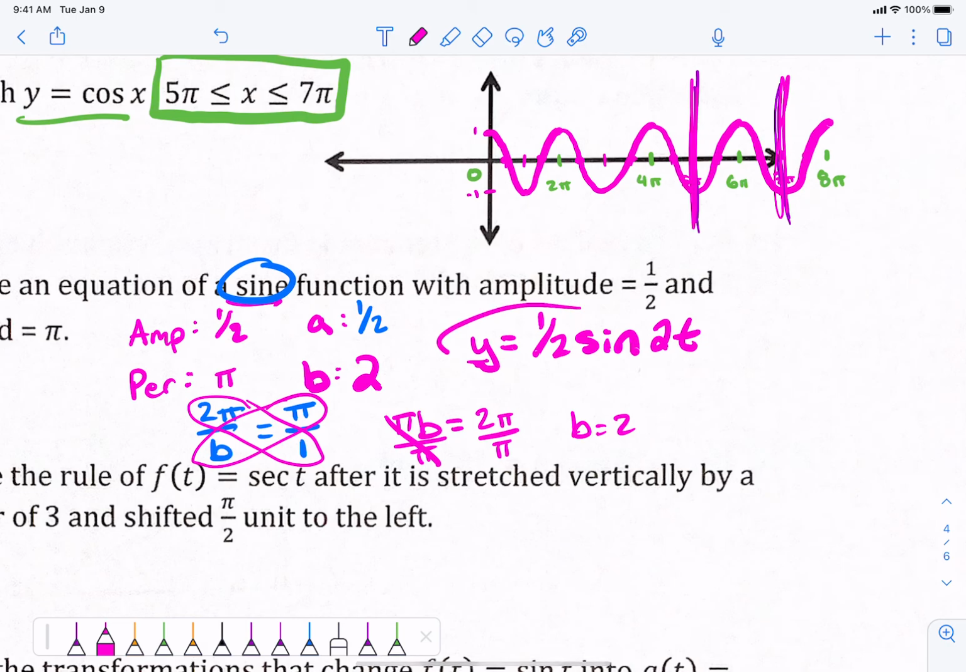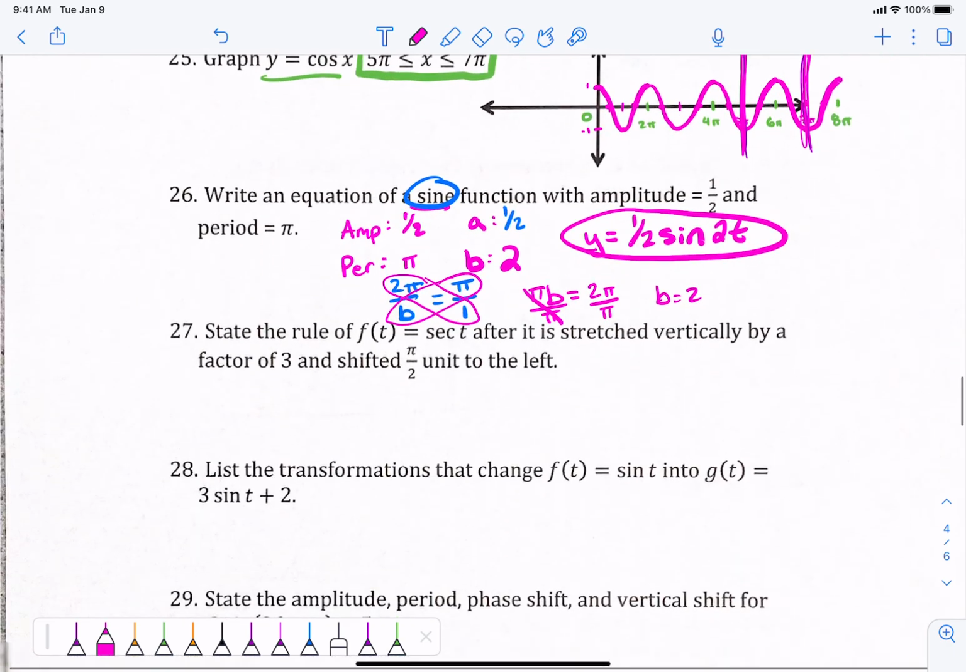Okay, there it is. That's what we're trying to get to, okay? So the A is given to you, the B you have to work for just a touch, right? Just a touch. Okay?